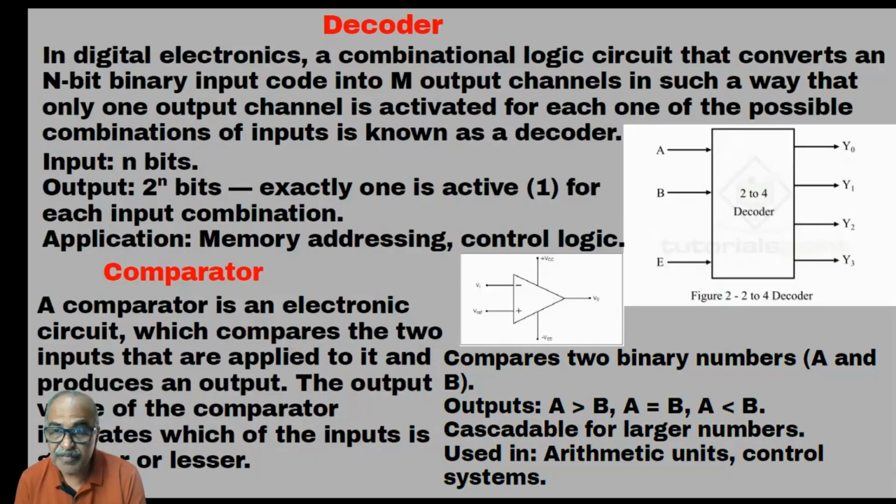One more very important topic is the comparator. A comparator is an electronic circuit which compares the two inputs applied to it and produces an output. The output value indicates which of the inputs is greater or lesser. An operational amplifier, any 741 or other op-amp, is nothing but a comparator. It compares binary numbers A and B. Suppose the inputs are A and B: A can be greater than B, A can be equal to B, or A can be lesser than B. It is cascadable for large numbers.